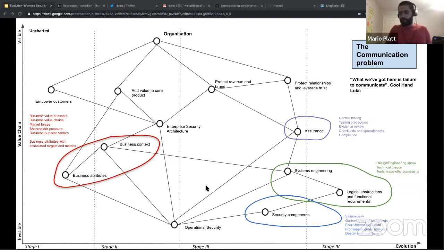Then in the security components, that's all the FUD generated by vendors and everything that happens more in the marketing or commercial space. So it's sales speak, it's Gartner, it's fear, uncertainty, and doubt. It's deeply technical jargon. Because most security products in 2019 are so narrow in scope, in order for them to portray their value, they go very deeply into the technical jargon of the very narrow thing that they're doing, right?